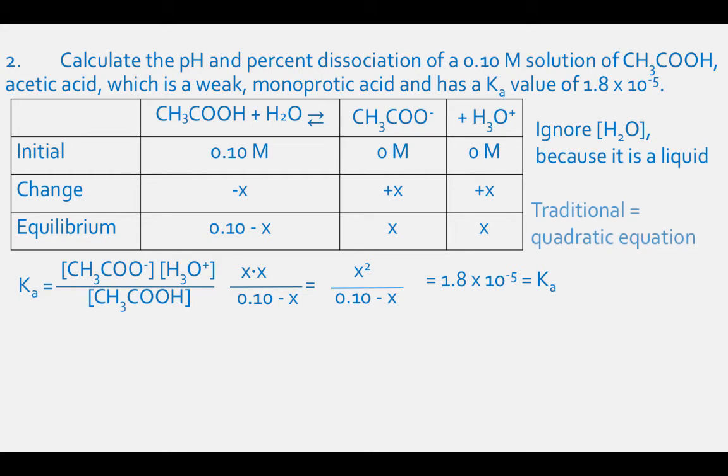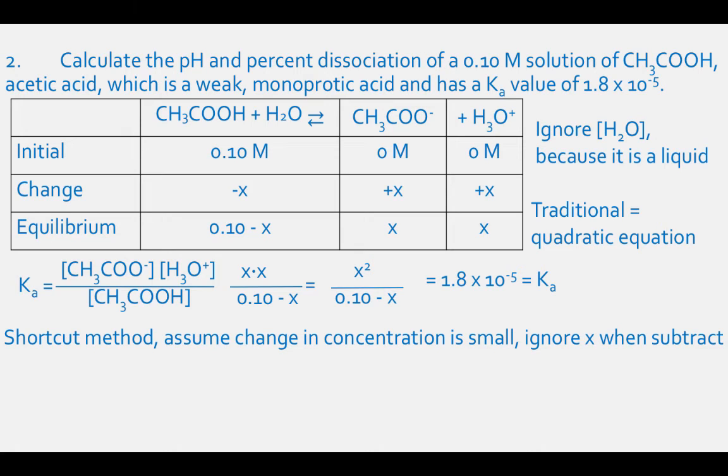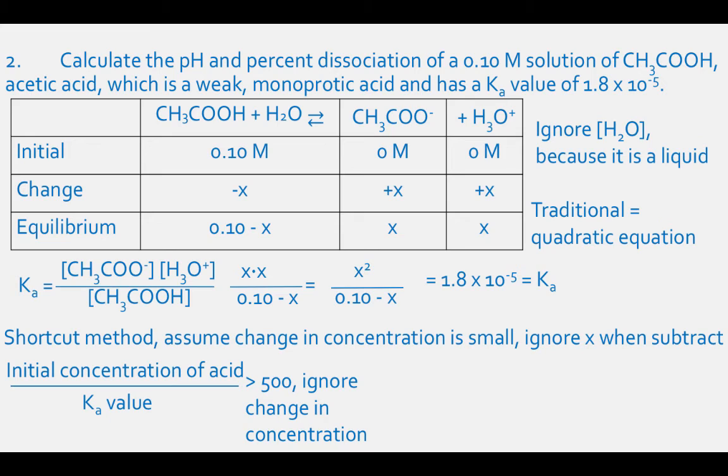To solve this equation the traditional way, we will need to utilize the quadratic equation, or we can use our shortcut method of assuming that our change in concentration will be very small, and we can ignore it when we subtract from our initial concentration. First, let's test and see if we are past the point where we can ignore this change in concentration.